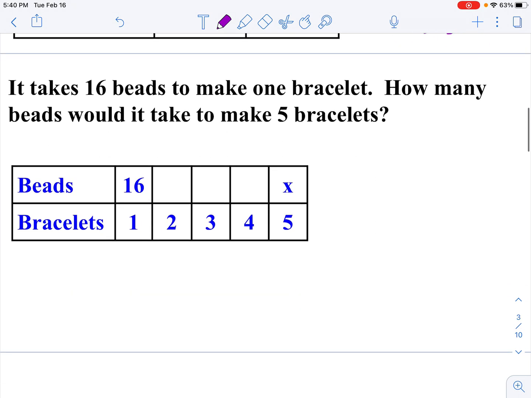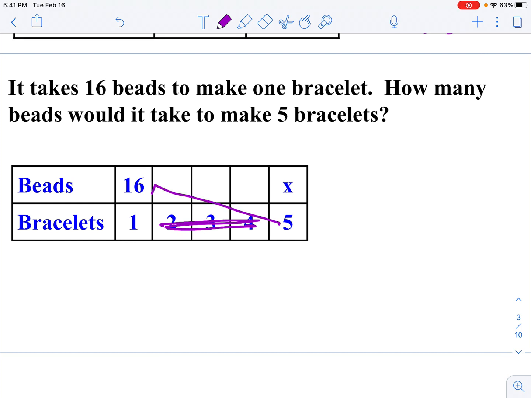Then sometimes you're going to have some that look like this. A lot of empty boxes, but still you want to know what x is. A proportion is made up of two equal ratios. So there's a ratio, and here's a ratio. What I tell students to do is just act like these numbers aren't there.